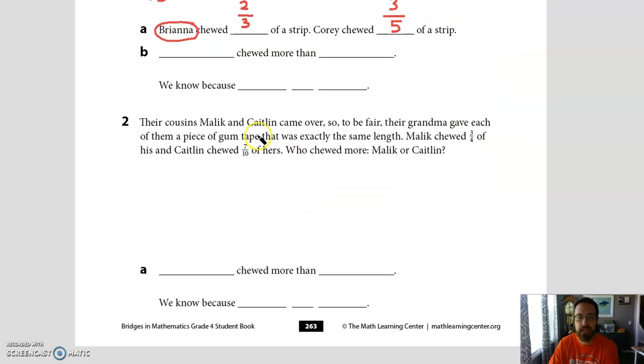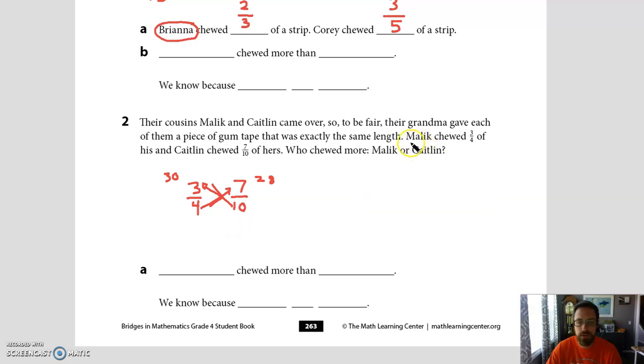Their cousins Malik and Caitlin came over. So to be fair, their grandma gave them each a piece too, right? That's what grandmas do. Malik chewed 3/4 of his, and Caitlin chewed 7/10. So again, we could make equivalent fractions that have a common denominator, and then whichever numerator is greater, that's the bigger fraction. Or we can simply, in this case, cross multiply. 4 times 7 is 28, and 10 times 3 is 30. Well, 30 is greater than 28, so 3/4 is greater than 7/10.